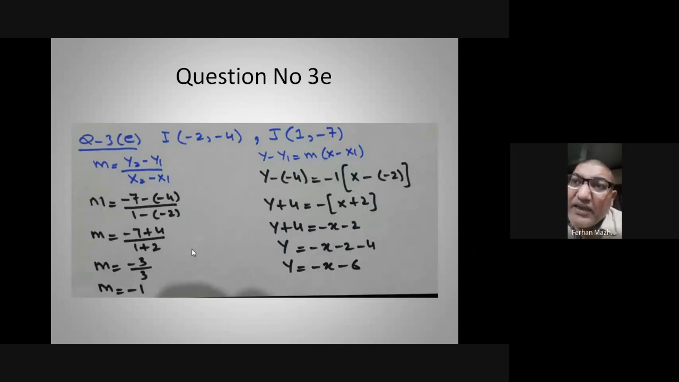y alone on the left side, equals an x term and then a constant. This is the standard form. Whenever the equation is in this form, the coefficient of x, here minus 1, is equal to the gradient, and this constant number represents the y-intercept. Do you understand?